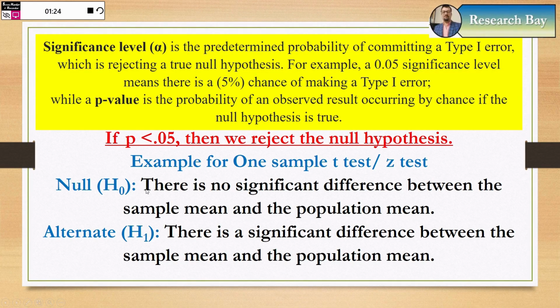And there's the opposite, which is known as the null hypothesis, which states that there is no significant difference between the sample mean and the population mean. So we are going to test these two and arrive at a decision on whether we can reject the null hypothesis and go with the alternate, or we are unable to reject the null hypothesis. So this is the essence of both of these tests. They are used to compare the means.